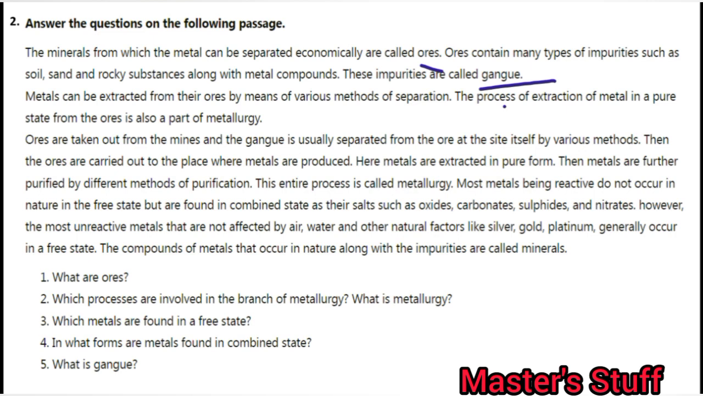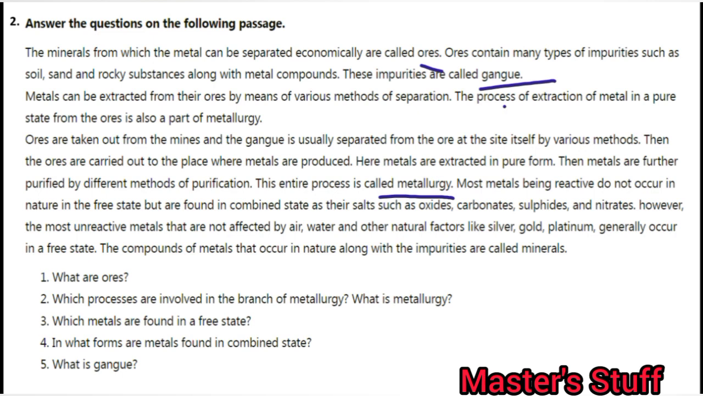Ores are taken out from the mines and the gangue is usually separated from the ores at the site itself by various methods. Then the ores are carried to the place where metals are produced. Here metals are extracted in pure form. Then metals are further purified by different methods of purification. This entire process is called metallurgy.